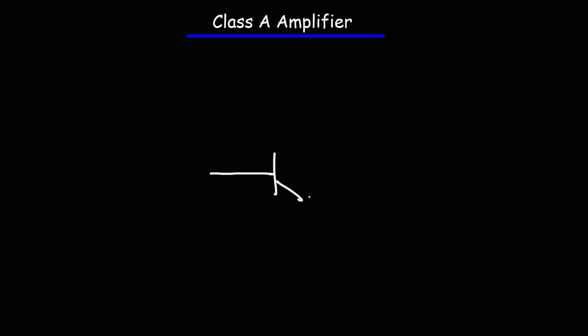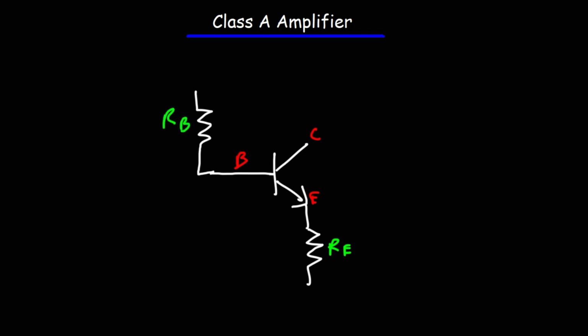We're going to start with an NPN transistor. This is the base of the transistor, that's the collector, and this is the emitter. We're going to connect the emitter to a resistor which we'll call RE, the emitter resistor. RB is the base resistor, and then RC, the resistor associated with the collector.